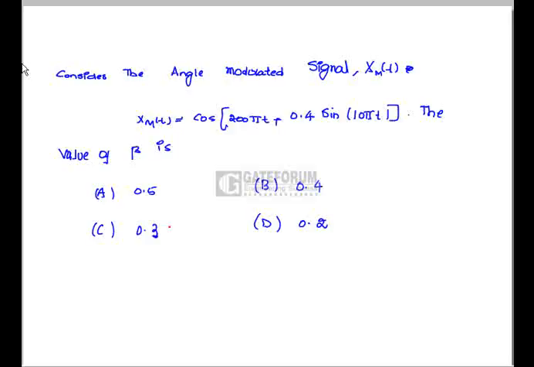Consider the angle modulated signal given by the equation xm of t. Calculate the value of beta. Here beta is nothing but the modulation index, which is equal to 0.4, because if we compare with the standard angle modulated equation, that is Ac cos(omega c t plus beta sin omega m t), then we get beta as the modulation index, which is equal to 0.4. Hence option B is correct.